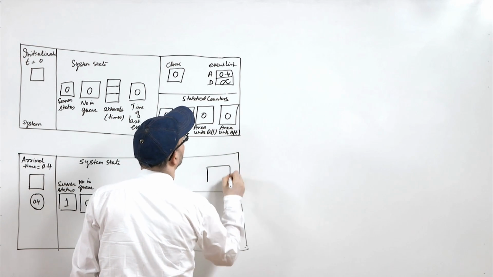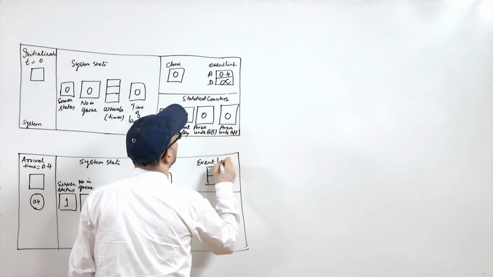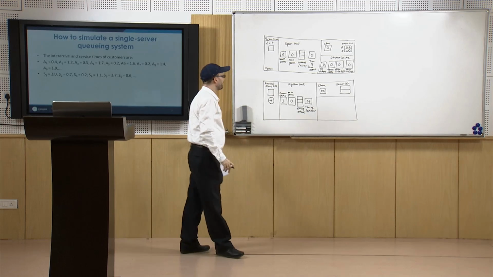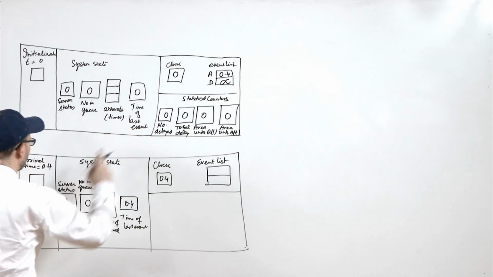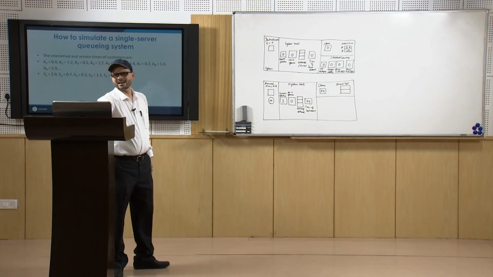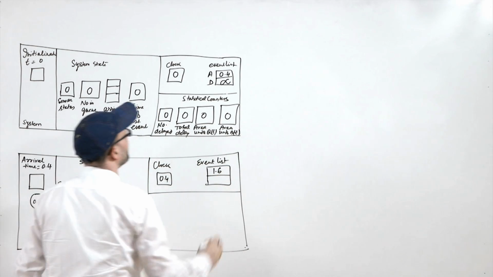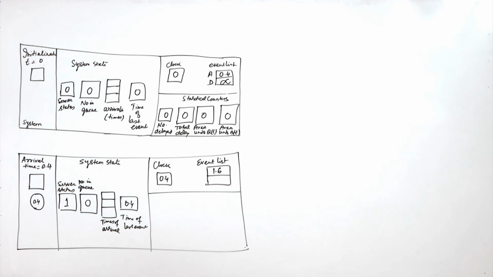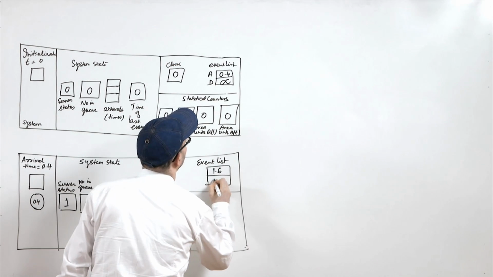We are coming to the event list. In the event list, the next arrival is scheduled, because this arrival we have already taken. The inter-arrival time is given as 1.2, so the next arrival is scheduled at 1.6. And the departure, because the first customer has come, will be 0.4 plus 2, so 2.4. His departure will be at 2.4.